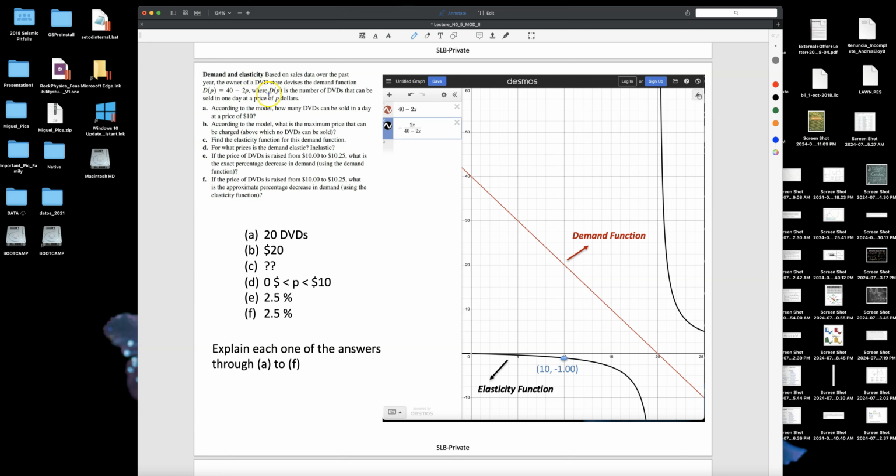Okay? And this demand, that is the number of DVDs that the store has been able to sell in one day, is a function of the price and follows this linear function. And what I did, I like to use Desmos, and I graphed that function. Of course, in Desmos I cannot use P. If I'm going to use P, I need to define that, and I am a little bit lazy, I didn't do that.